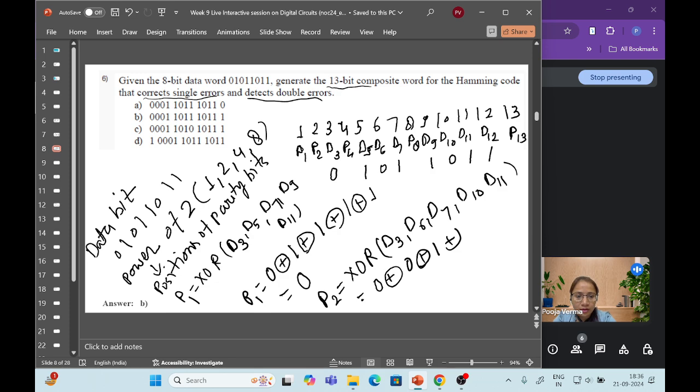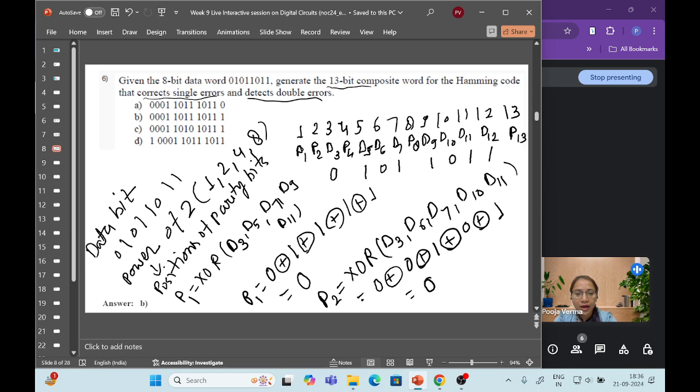then XOR D11 is 1. So again, if you take XOR, then you will get 0, because 0 XOR 0 is 0, 0 XOR 1 is 1, 1 XOR 0 is 1, 1 XOR 1 is 0. Or you can check directly the number of ones. If the number of ones is even, then it is 0. If it is odd, then the value will be 1. So now we have got P1 and P2.